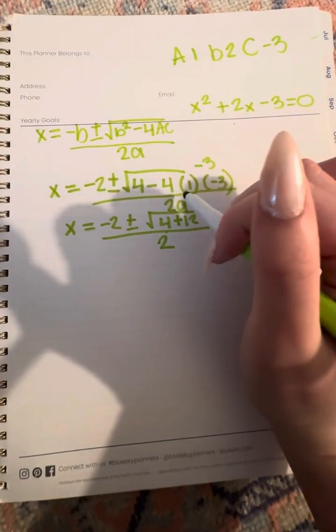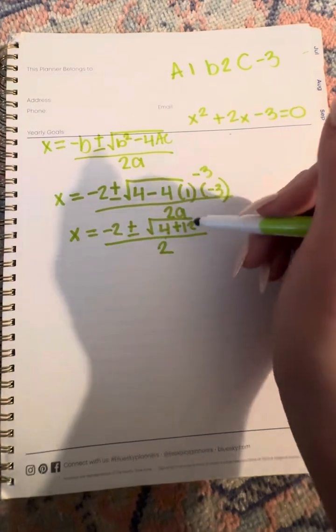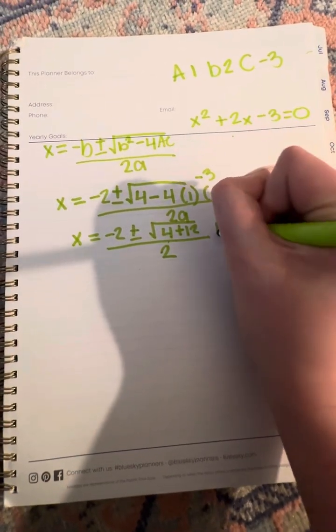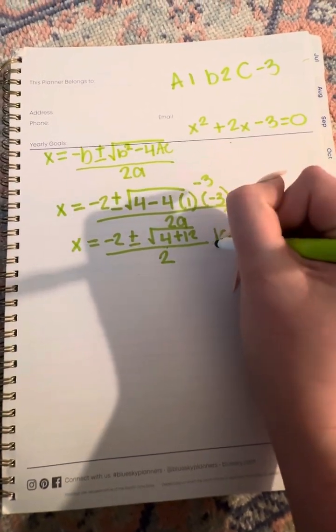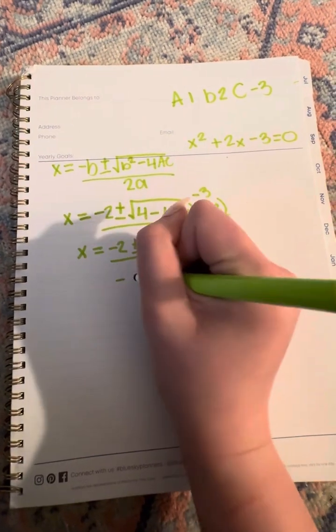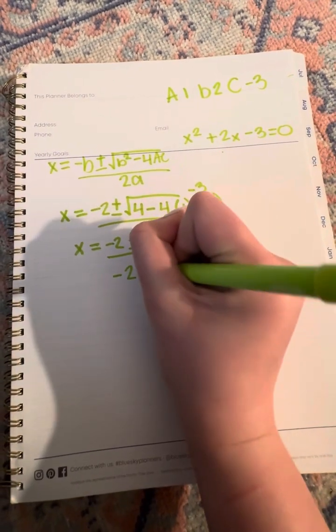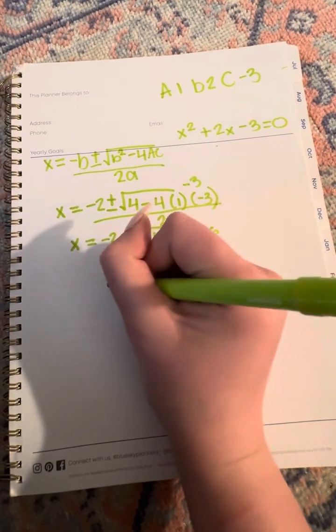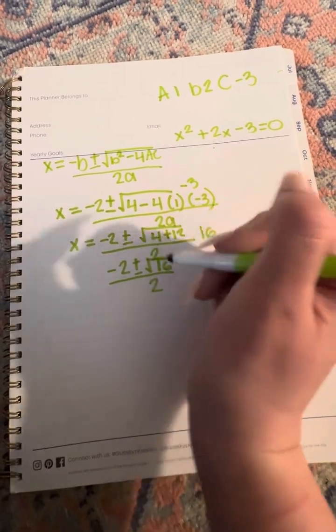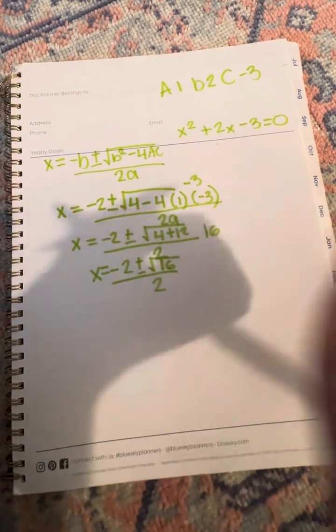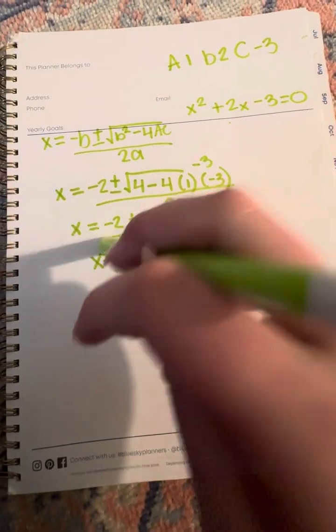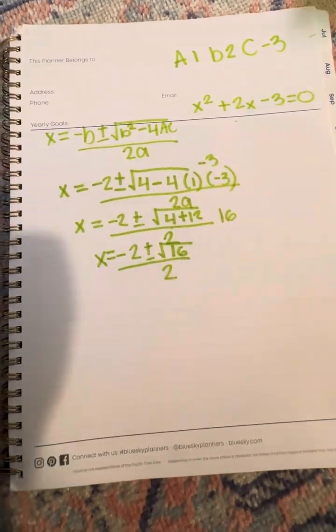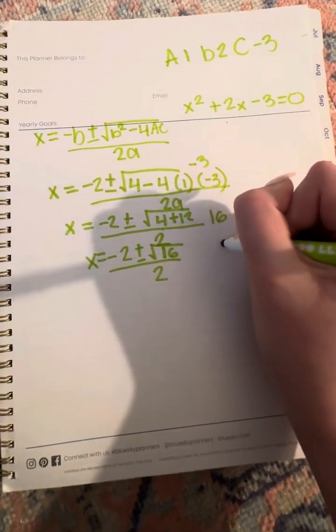Okay, now we need to simplify this even further. So 4 plus 12 is 16. Negative 2 plus or minus the square root of 16 all over 2. And this is x equals. So now that we have this, we already know the square root of 16, which is 4.